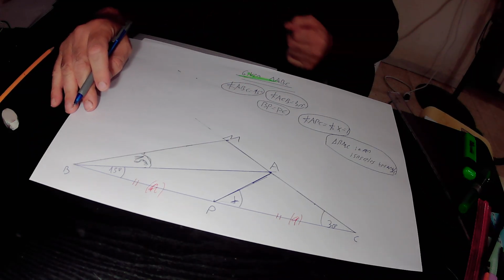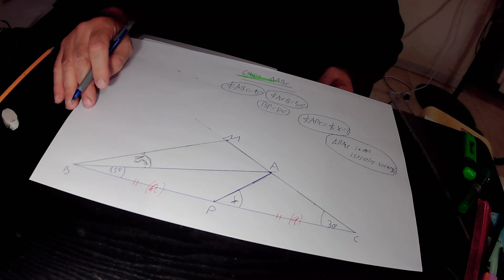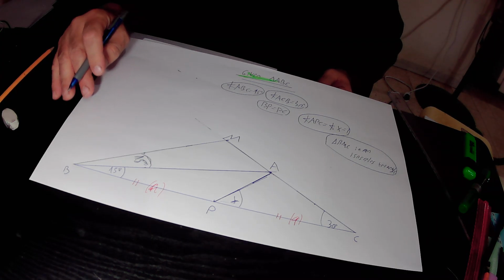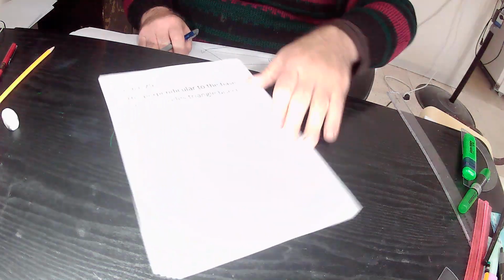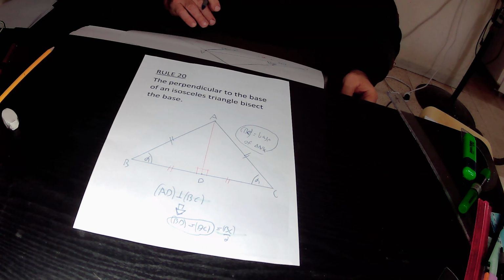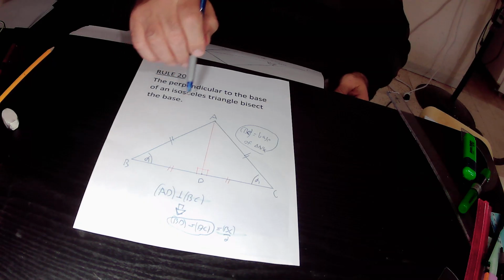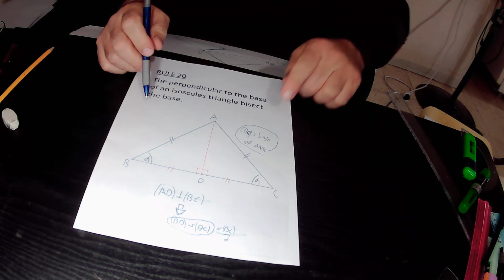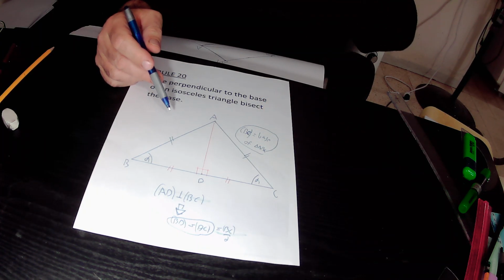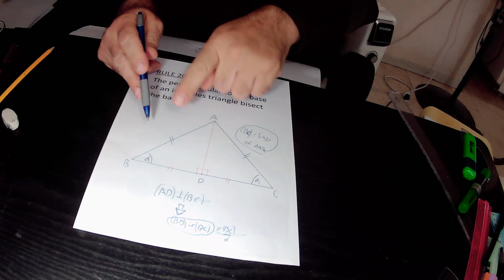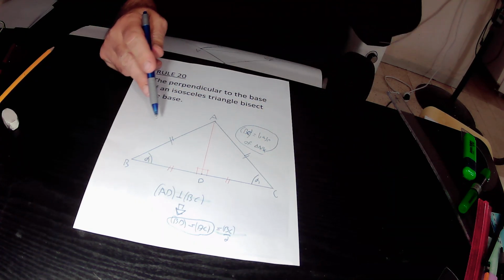So here we can implement rule 20. I repeat quickly rule 20, which talks about an associated triangle. According to rule 20, the perpendicular to the base of an associated triangle bisects the base. In the drawing, we have the associated triangle ABC. Triangle ABC is an associated triangle because those two sides are equal to each other. And according to this rule 20, the base BC is the base of this associated triangle, triangle ABC.